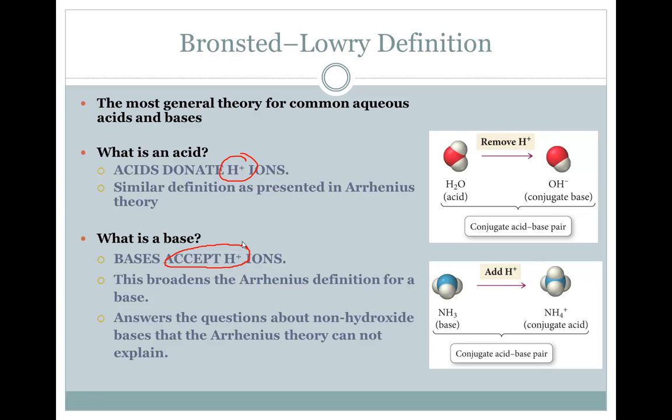cannot explain. So for instance here, on the top, H2O, H is donated, and OH is left behind. Therefore, the water is an acid. And in this one, we have NH3. By definition now, bases accept hydrogens. So NH3 becomes NH4. That positive is from the positive charge of the hydrogen.